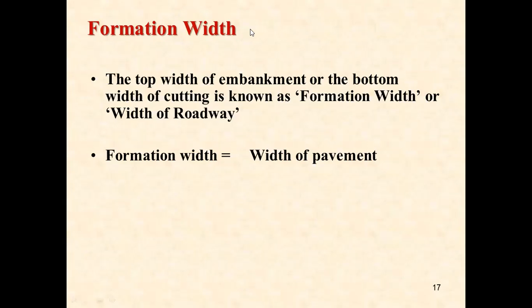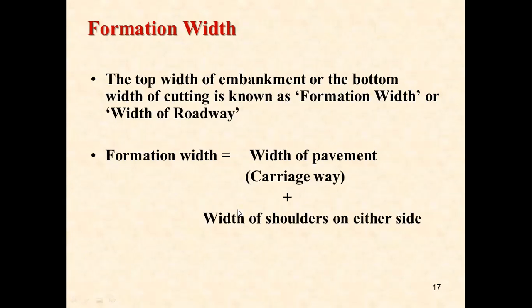The top width of the embankment or the bottom width of the cutting is known as the formation width or the width of the roadway. Formation width is the width of the pavement carriageway plus the width of the shoulder on either side. Altogether, we call it the formation width. The pavement carriageway as well as the shoulder also have to be considered. This is the total land required for the construction of a roadway or highway. So we call it a formation. We are going to form the road, either as an embankment or in cutting.